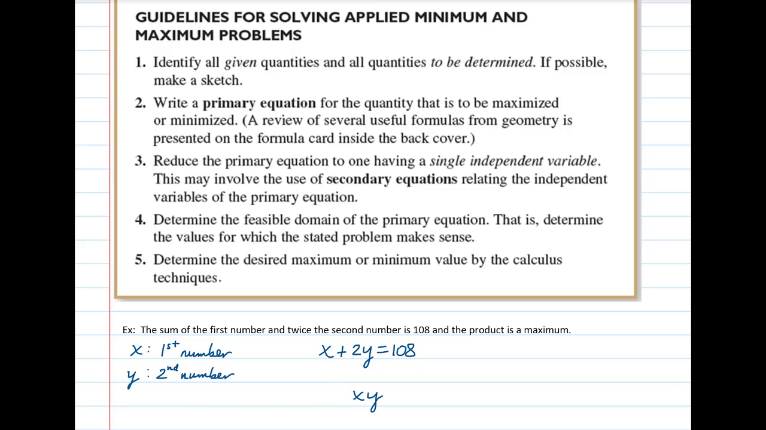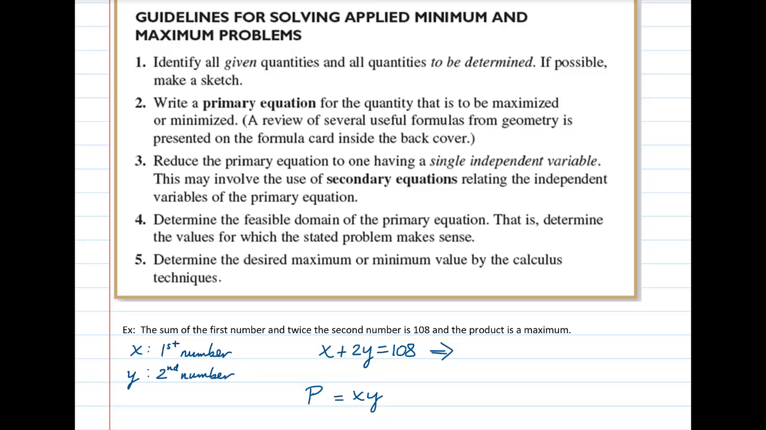Now, it also says that the product, x times y, is going to be a maximum. In order to have an equation, I'm going to call this product P, so the product is equal to x times y, because I just take the two numbers and multiply them together. I don't know what x and y are, but that's what we're going to find in this problem. And this P equal to xy will be my primary equation, since I'm going to maximize this product.